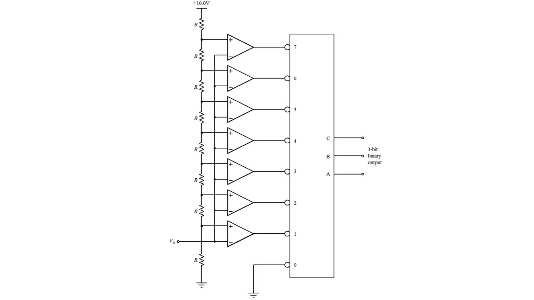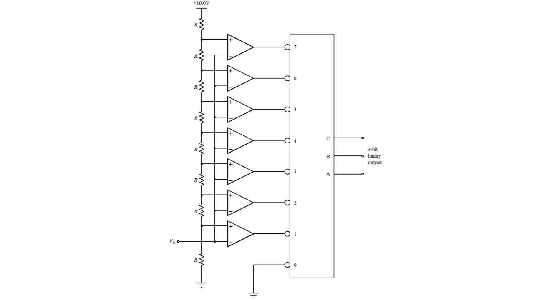If you remember the function of a comparator, it gives you a high output if the input at the non-inverting terminal is higher. It would give you a low output if the input at the inverting terminal is higher. This block is a coding block, and we'll look at the function of it in just a moment. So how does this ADC work?